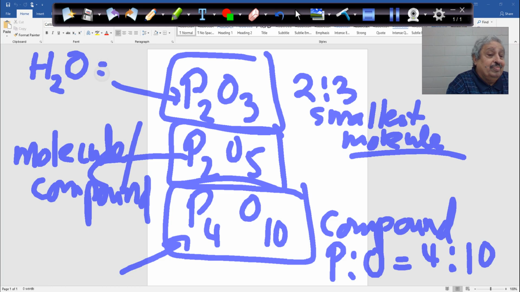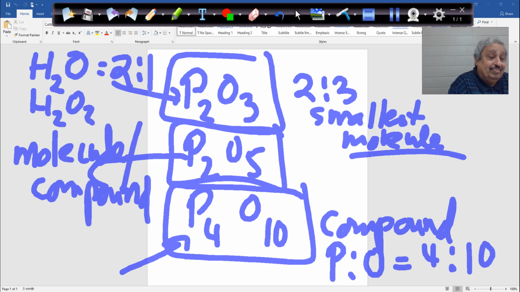What do you think? That's small, 2 to 1. That's a molecule. But how about H2O2, hydrogen peroxide? That's what? 2 to 2. So that's not that big, though, correct? So you can swap it between molecule or compound. You'll see in textbooks, hydrogen peroxide is sometimes called a molecule, sometimes called a compound.